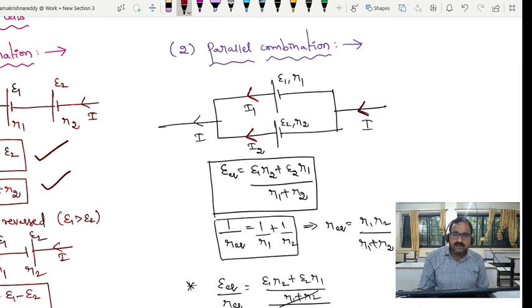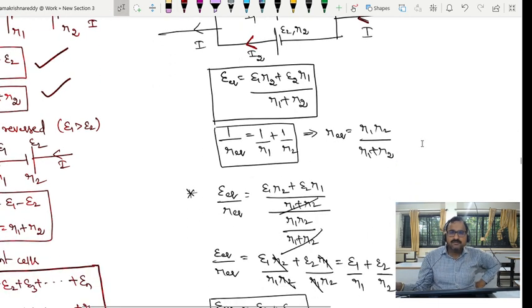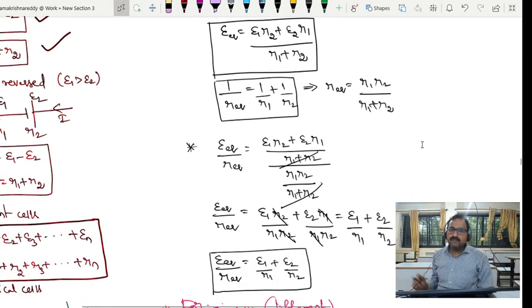Then what is the equivalent EMF we are getting there? E1 R2 plus E2 R1 divided by R1 plus R2. Equivalent internal resistance, what are we getting? 1 by R equivalent equals 1 by R1 plus 1 by R2. Now we are writing E equivalent by R equivalent. So E equivalent we already know, R equivalent we also got there.